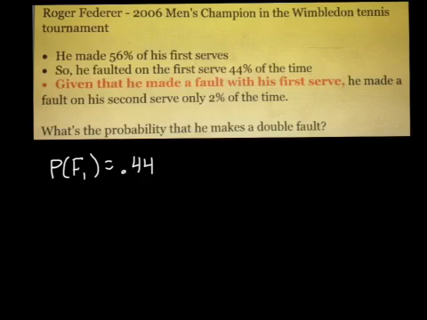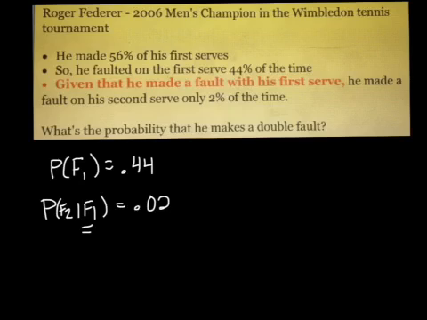Next one. Given that he made a fault on the first serve, which he has to, because the only way to double fault is to fault on the first serve, the probability that he faults on the second serve, given that he's faulted on the first serve, because he has to, so this one has to go second, is 0.02.